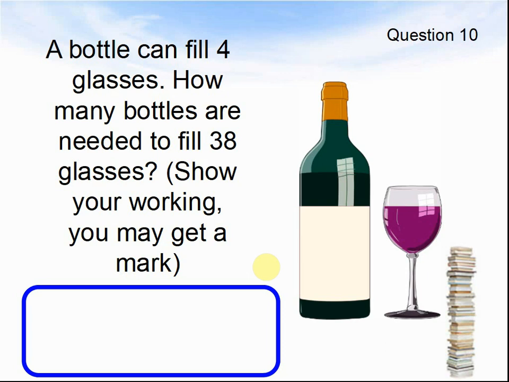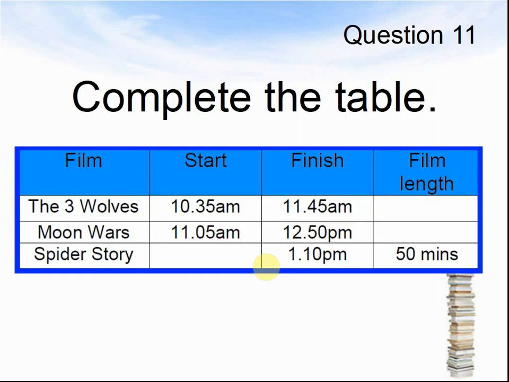Here comes question 11. Complete the table. Here are 3 films: The Three Wolves, Moon Wars, and Spider Story. For The Three Wolves and Moon Wars, work out how long the films are. For Spider Story, work out when it started. Pause the video until you are ready for the next question.